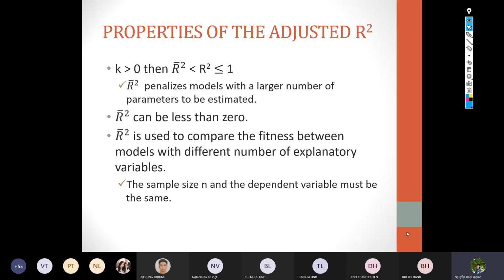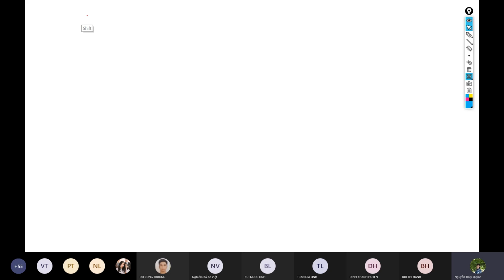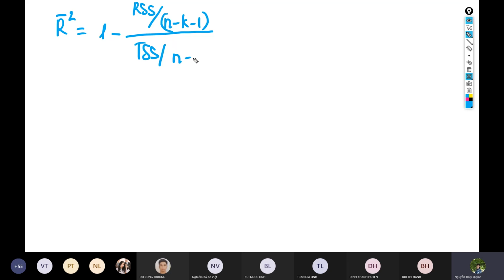Now look at the adjusted R square. The adjusted R square is equal to what? 1 minus RSS divided by n minus k minus 1, and also TSS divided by n minus 1. And here R square is equal to 1 minus RSS divided by TSS.